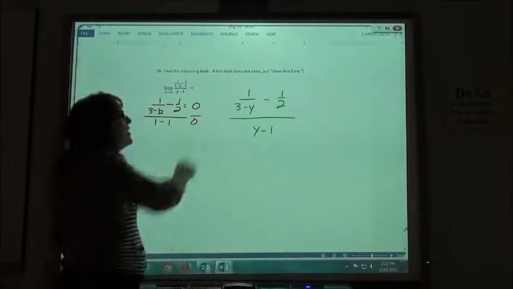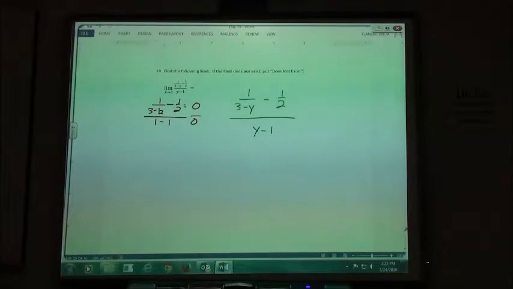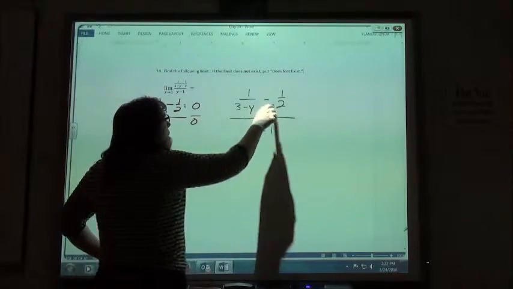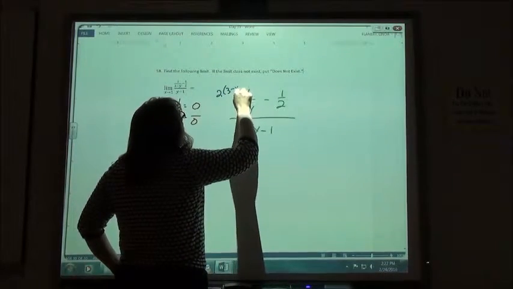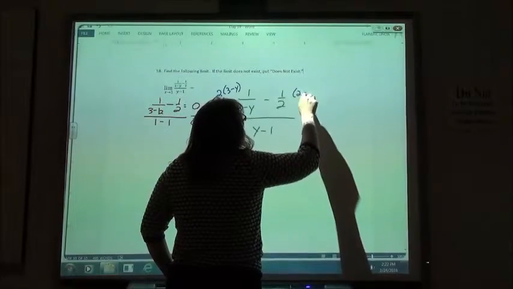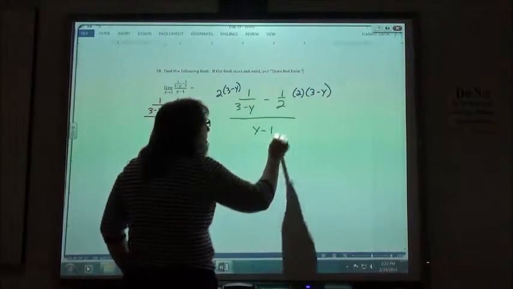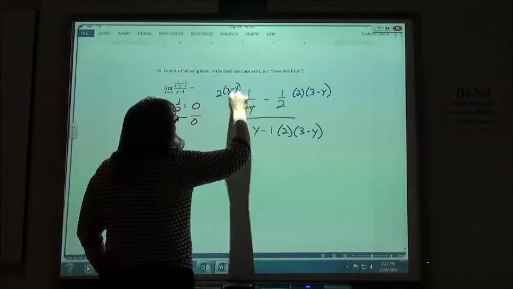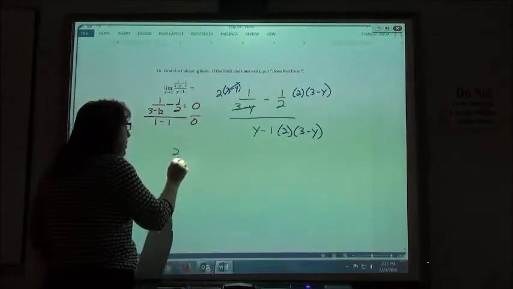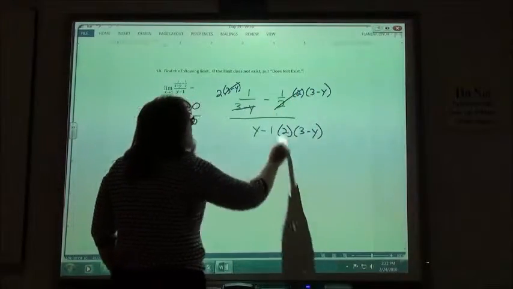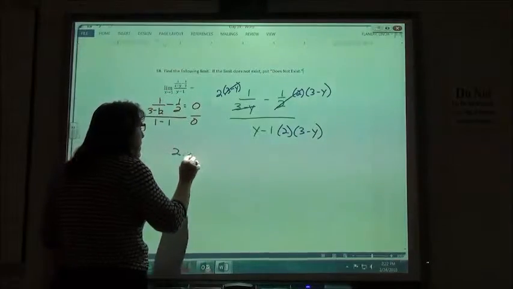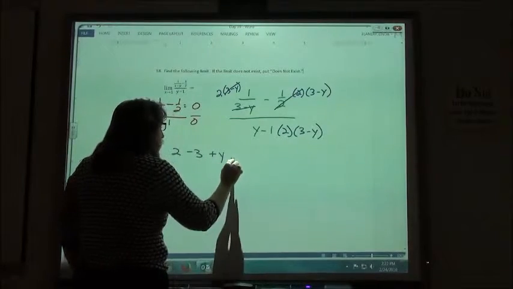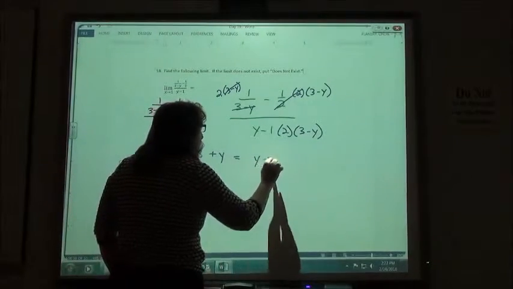Here I have a complex fraction, a fraction within a fraction. I want to simplify that, so I'm going to multiply every term by my common denominator. So I'm going to multiply by 2 and 3 minus y. Here I'm going to multiply by 2 and 3 minus y. Down here I'm going to multiply by 2 and 3 minus y. So here the 3 minus y cancels out. 2 times 1 is 2. Here the 2's cancel out. Negative 1 times 3 would be minus 3. Negative times a negative is going to be a positive y. So on the top I'm going to have y minus 3.